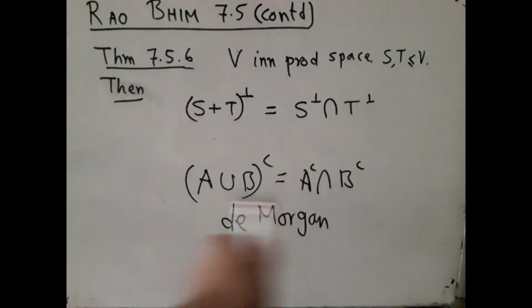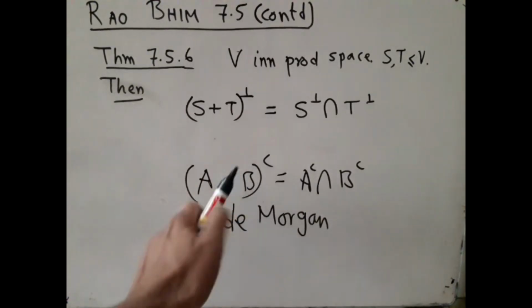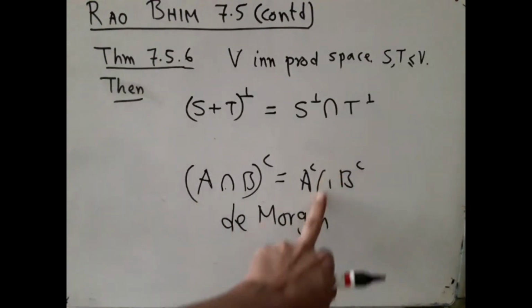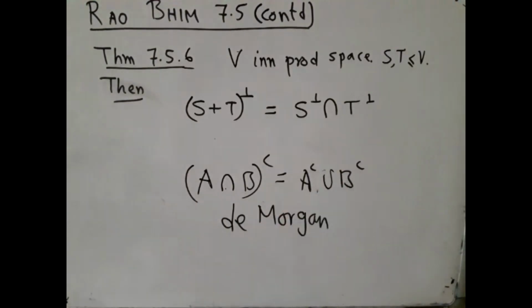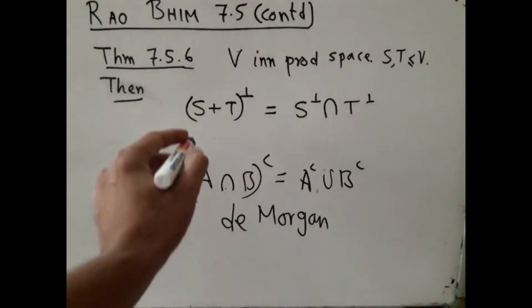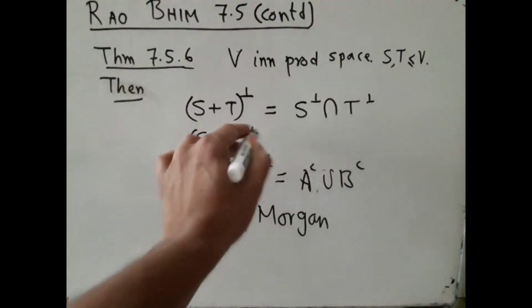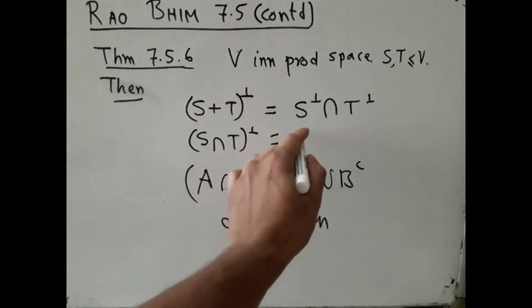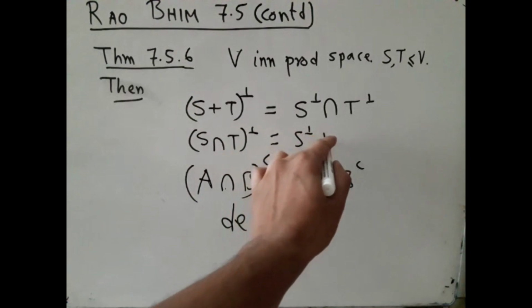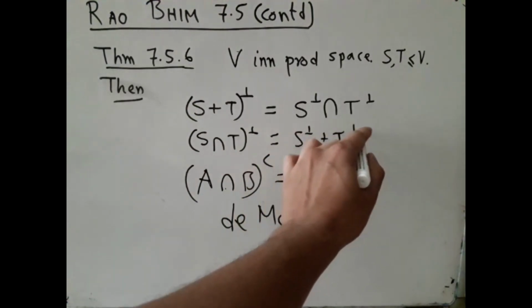Now there is another De Morgan law which says that if I work with union and intersection here, then this will be union, and in fact one follows quickly from the other by just taking the complement of both sides. So here also we have got its dual version. So I will say S intersection T, this is actually S plus T part.